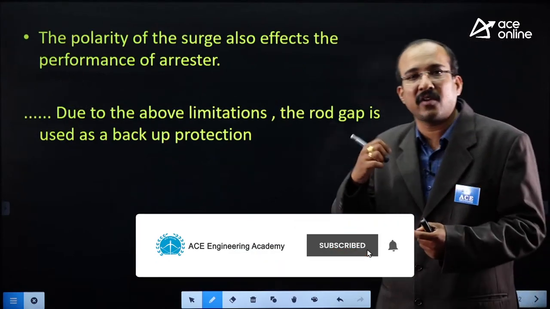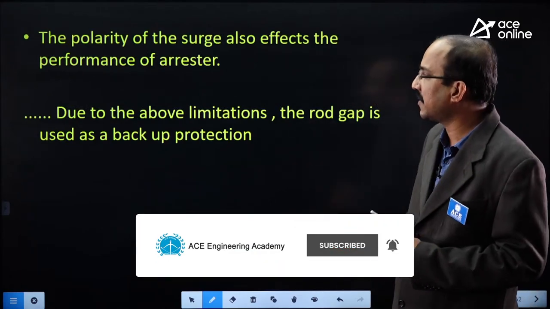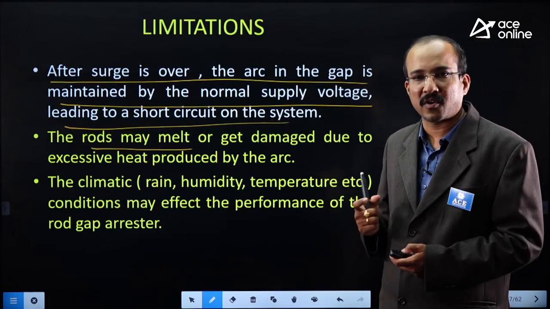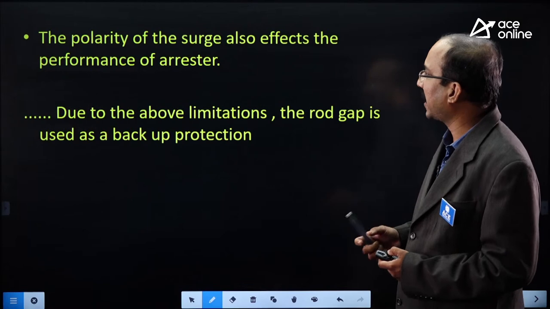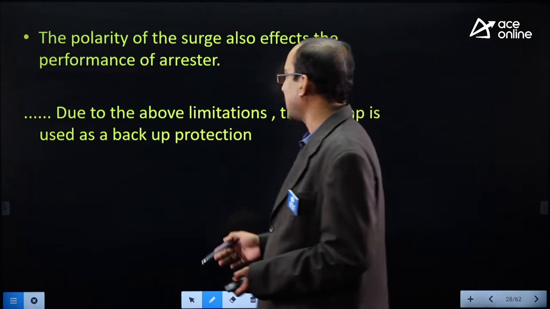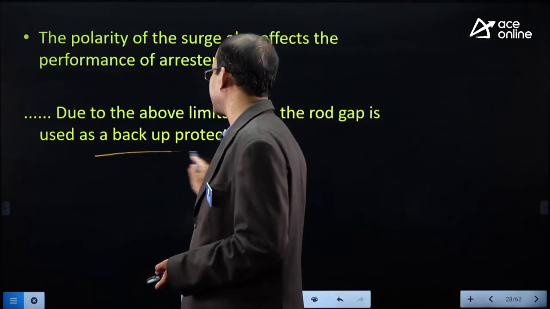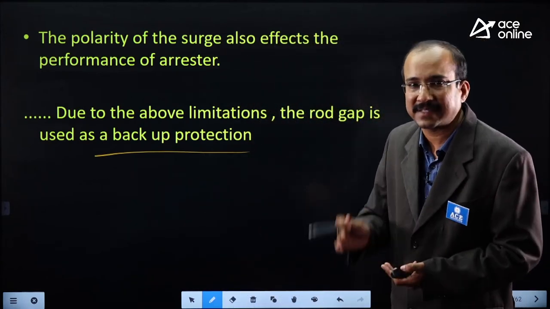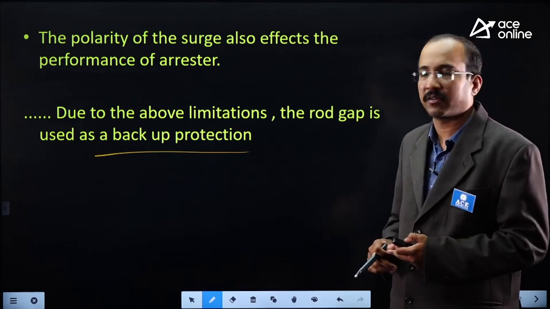And the polarity of the surge also affects the performance of the arrester. All these are limitations of the rod gap type arrester. Due to these limitations, we are not using it as primary protection. It is used as backup protection. The rod gap type arrester is used as backup protection.